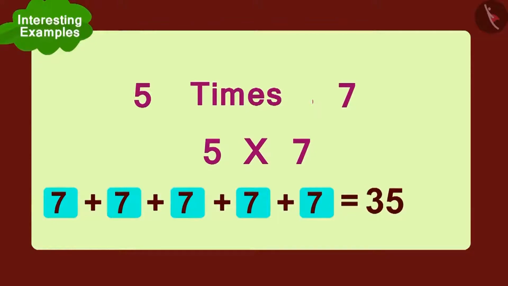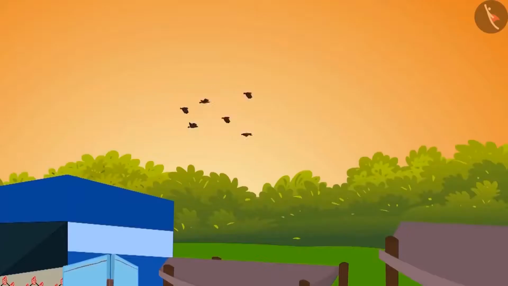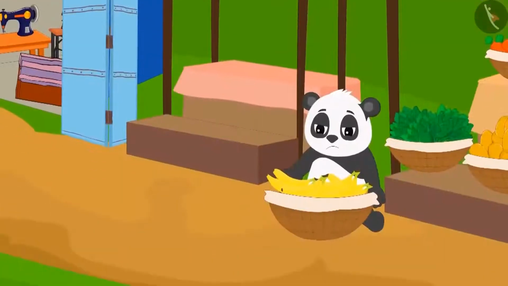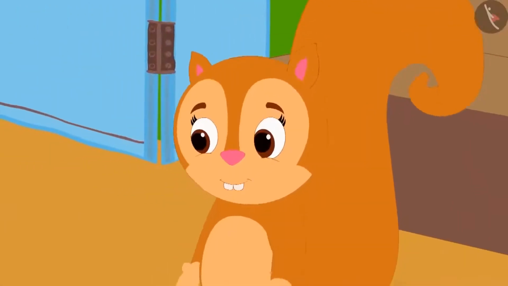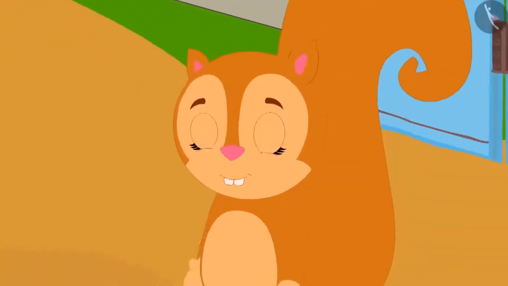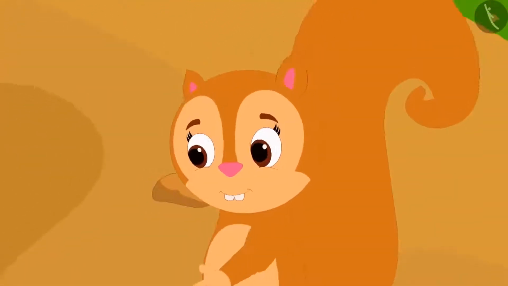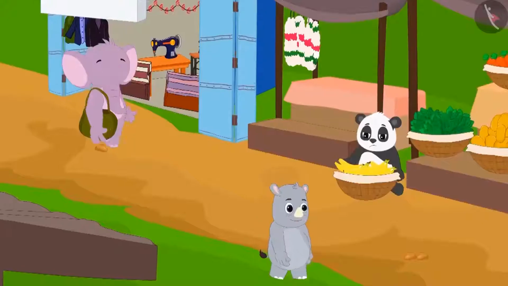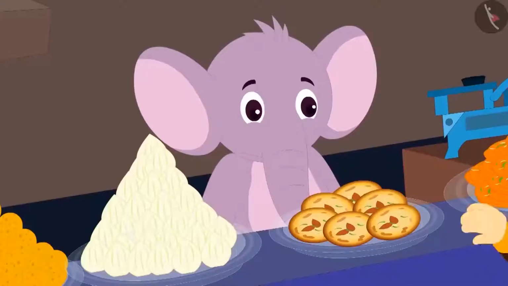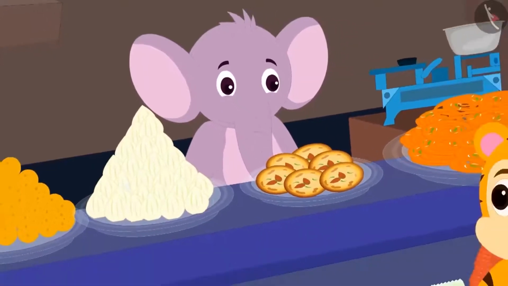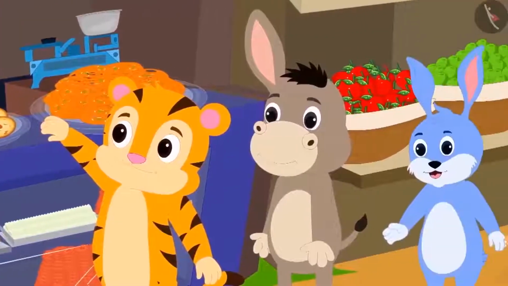35 flowers. The day turned into evening, but Golu couldn't sell a single banana. On the other hand, Chanda was happily going home as she sold all her flowers. Appu Elephant noticed the sad Golu and bought 12 bananas from him. Next day, there was a long queue at Appu's sweet shop.